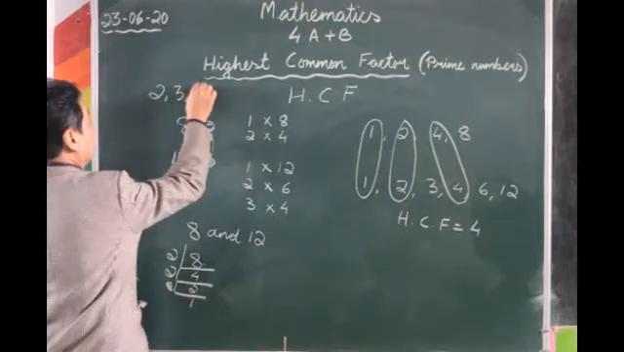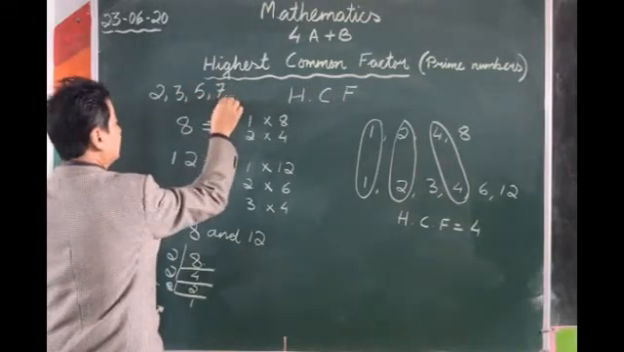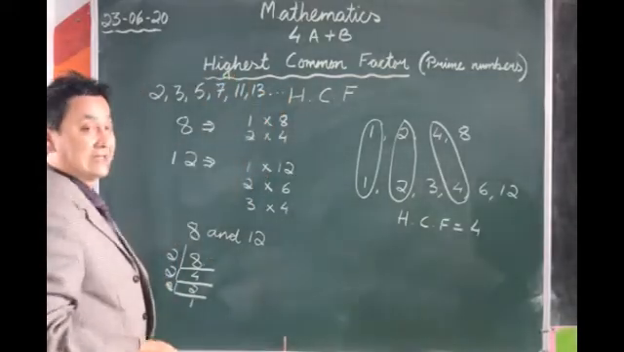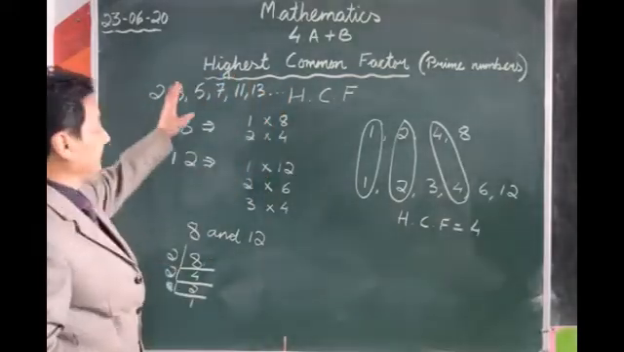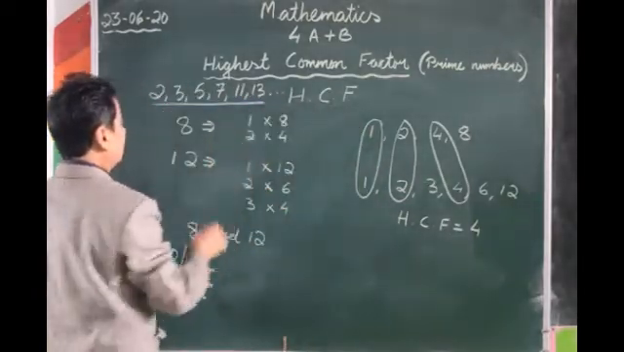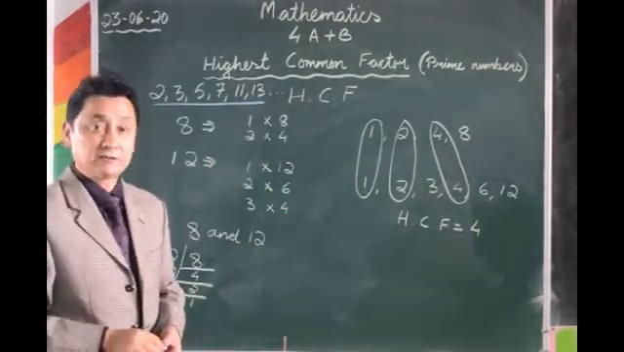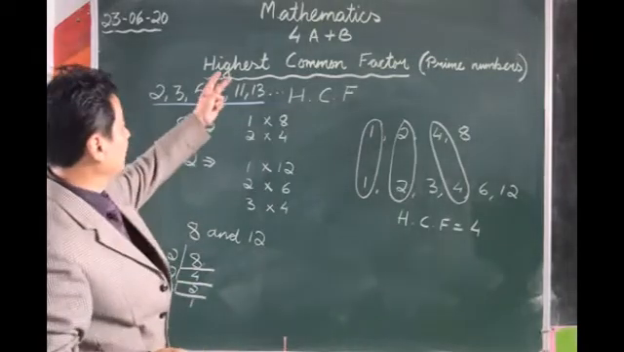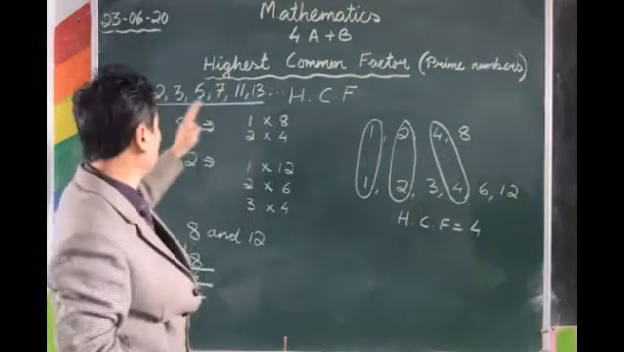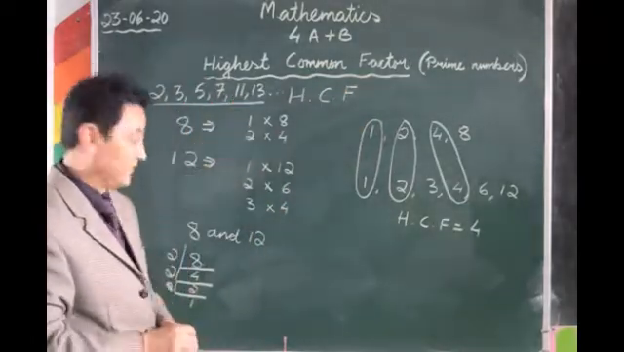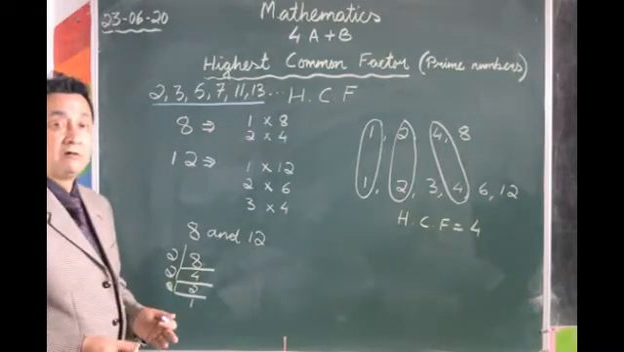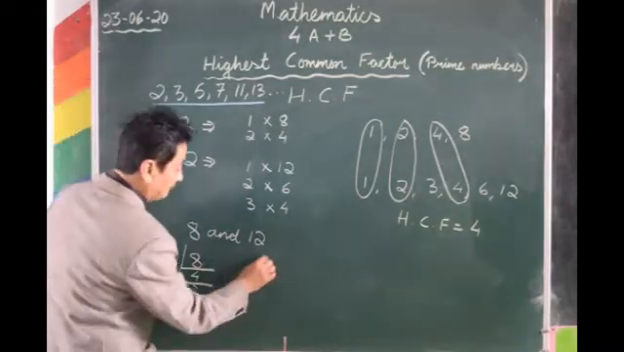2, 3, 5, 7, 11, 13, and so on, 17, 19. We have to use only prime numbers. You cannot use 4, you cannot use 6, you cannot use the other numbers. Okay? So we are going to find the highest common factor by using only prime numbers: only 2, 3, 5, 7, 11, 13. So we have found the prime factors of 8. Now we have to find the prime factors of 12.